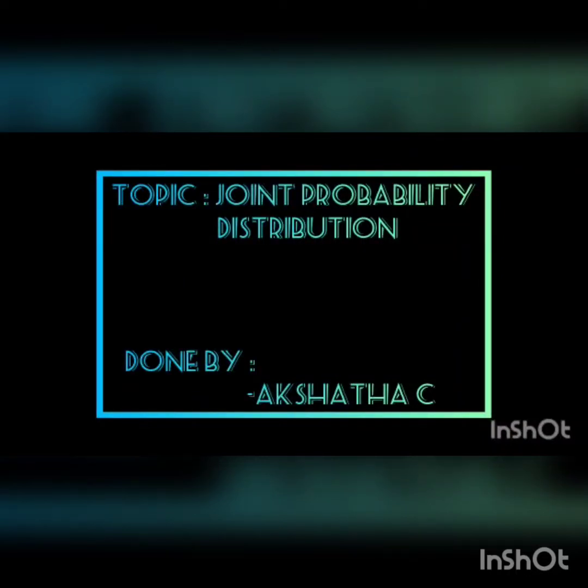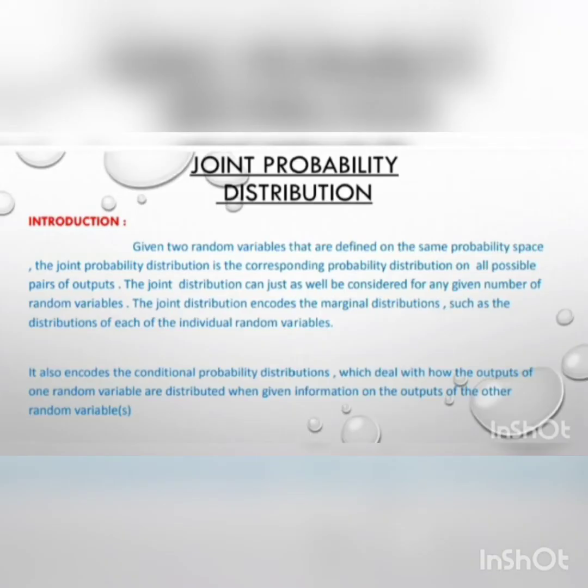Today I am going to explain joint probability distribution. Introduction. Given two random variables that are defined on the same probability space, the joint probability distribution is a corresponding probability distribution on all possible pairs of outputs. The joint distribution can just as well be considered for any given number of random variables.